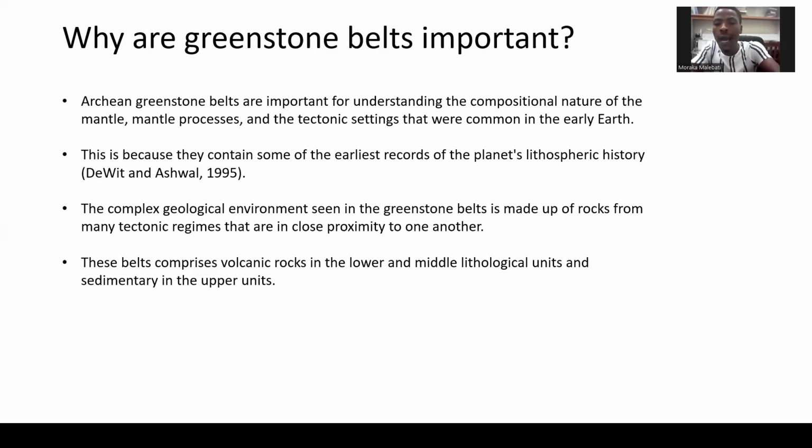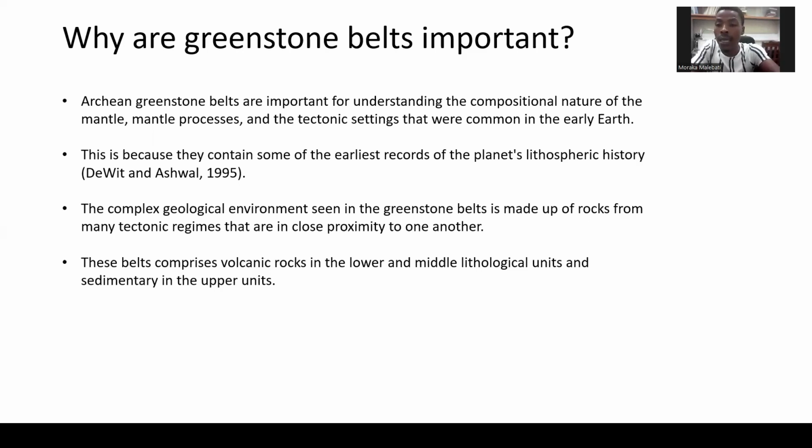The complex geological environment, for example, contains the earliest known records, we are also talking about the earliest life forms in the greenstone belts, carbon specks. All right, so the complex geological environment seen in the greenstone belts is made up of rocks from many tectonic regimes that are in close proximity to one another. We expect the greenstone belts to be in close proximity, as per definition.